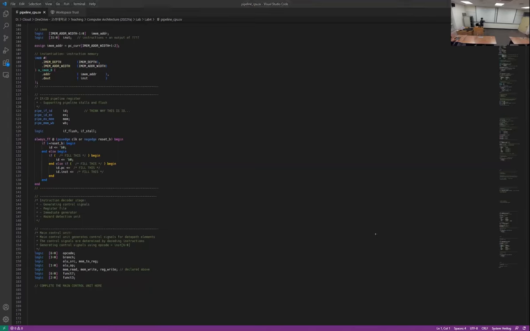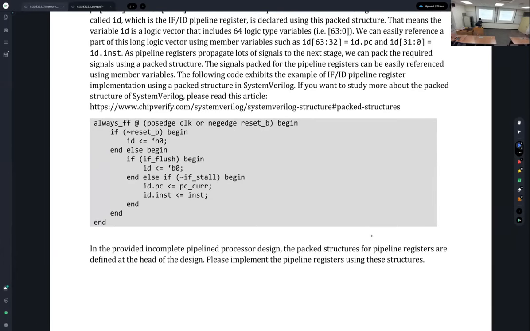Okay, I already added the example code of the instruction fetch and ID pipeline register here. If you see this example code, you can find that this is always_ff, which means that this is a D flip-flop actually. So it is sequential logic. FF means flip-flop, and the sensitivity list in the always_ff is the positive edge of clock and the negative edge of the reset. So it is sampled by the clock signal at the rising edge of the clock.